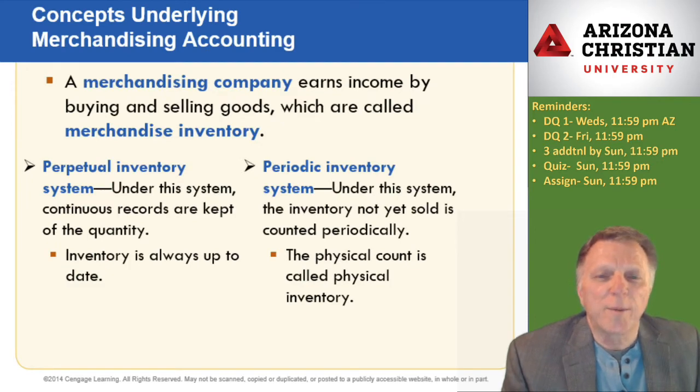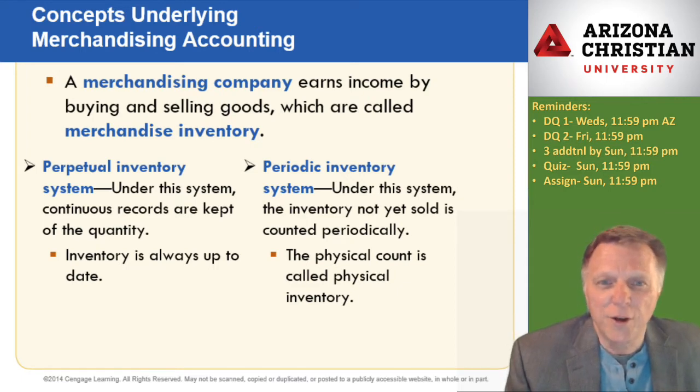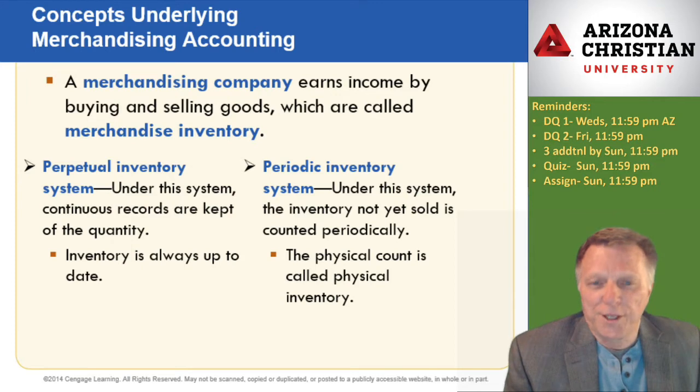Let's define what a merchandising company is, first of all. Now, a merchandising company earns income by buying and selling goods, which are called merchandise inventory. So a brick and mortar outlet store, maybe at a mall someplace, would be an example, like a Gap, a Nike, a grocery store even. These types of businesses manage their inventory using one of two inventory models.